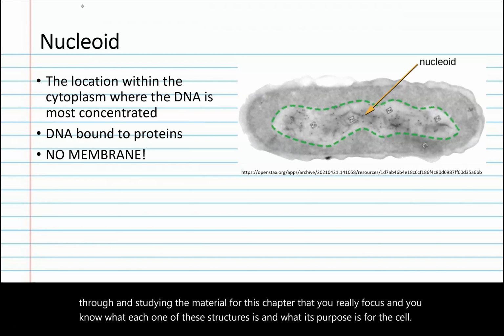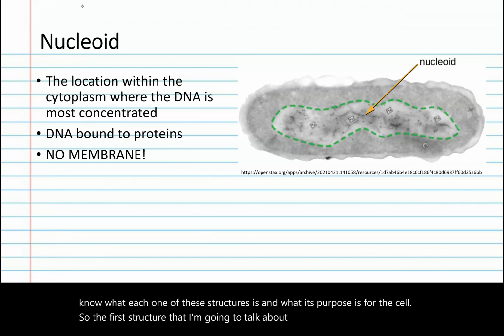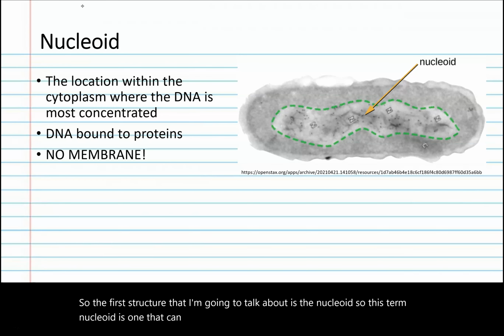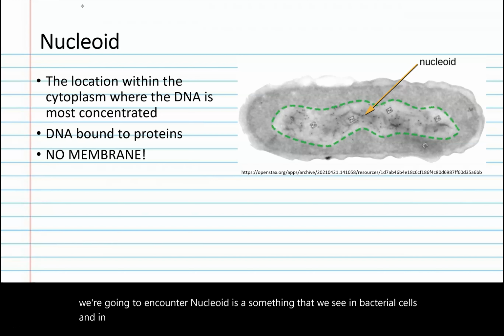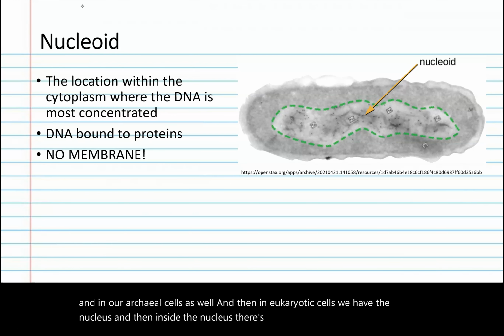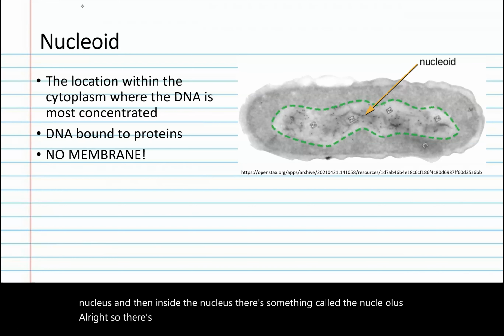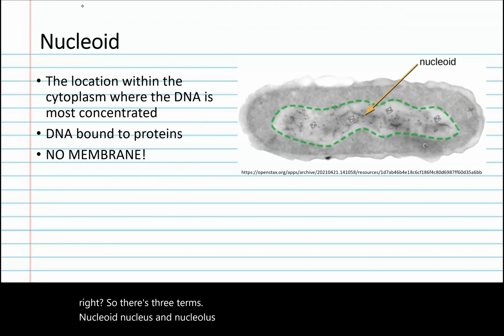So the first structure that I'm going to talk about is the nucleoid. So this term, nucleoid, is one that can confuse students because we have three terms that we're going to encounter. Nucleoid is something that we see in bacterial cells and in our archaeal cells as well. And then in eukaryotic cells, we have the nucleus. And then inside the nucleus, there's something called the nucleolus. All right, so there's three terms, nucleoid, nucleus, and nucleolus. They all sound very similar, but they mean different things.